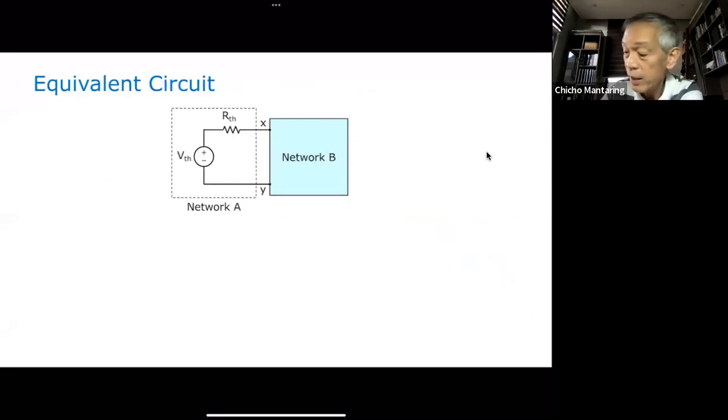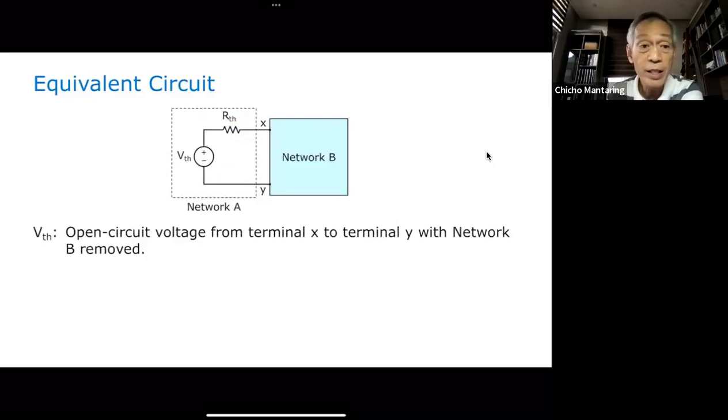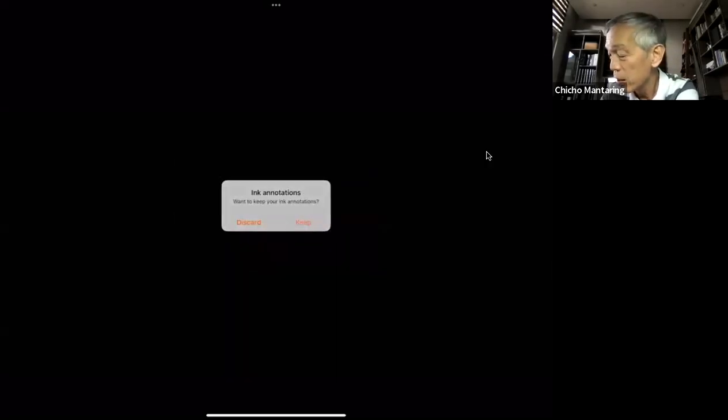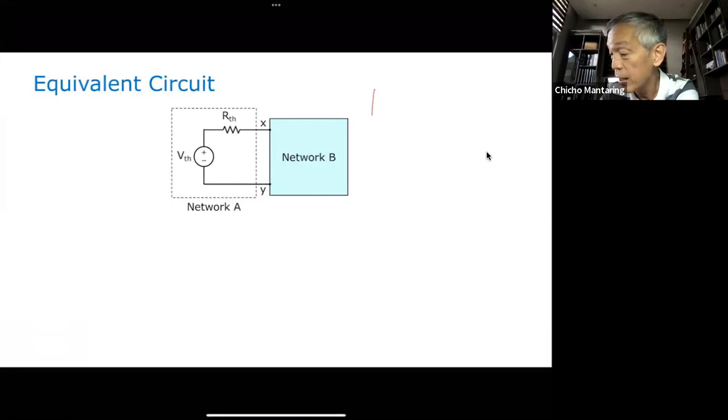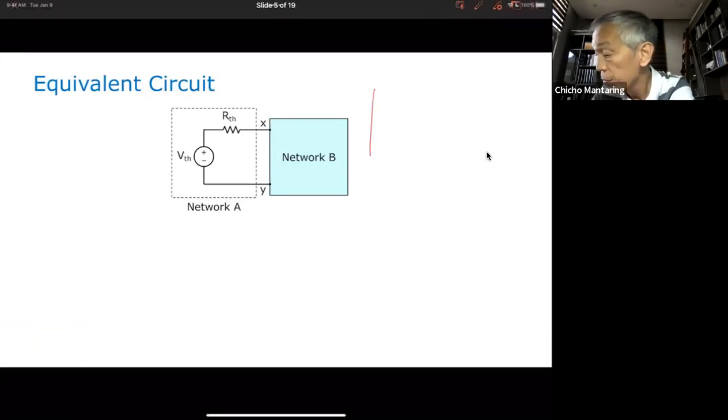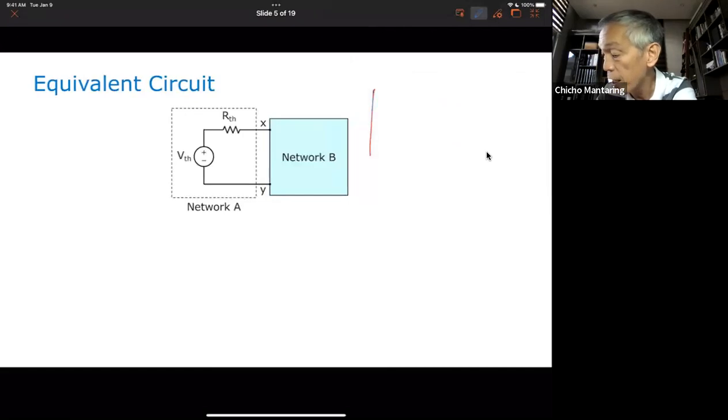Okay, so again, this is network A. I'm able to replace it now with the Thevenin voltage in series with a Thevenin resistance. How do I determine these parameters? The Thevenin voltage is going to be the open circuit voltage from terminal X to terminal Y with network B removed. In other words, if I have network A here, let's say this is network A.